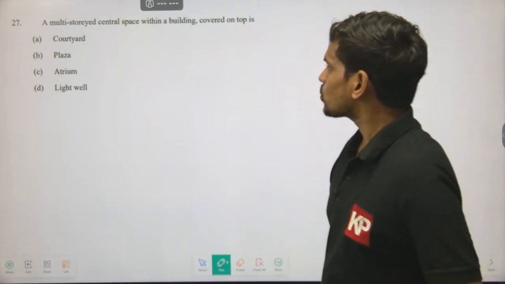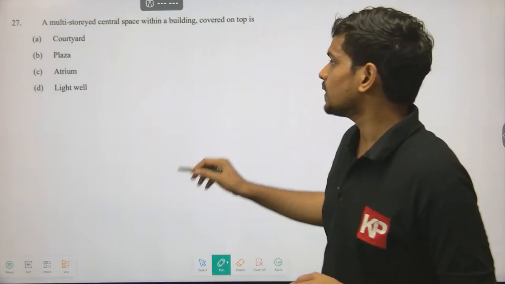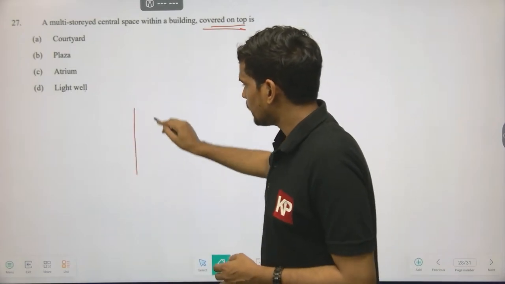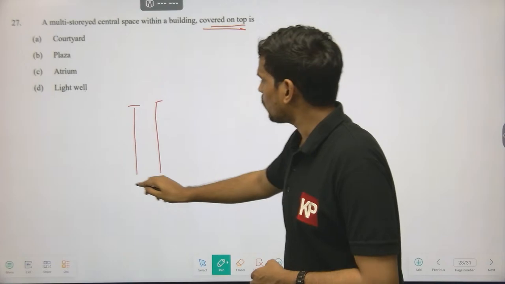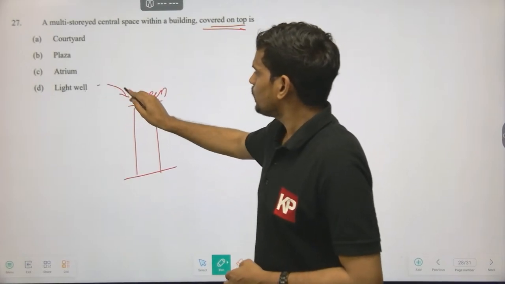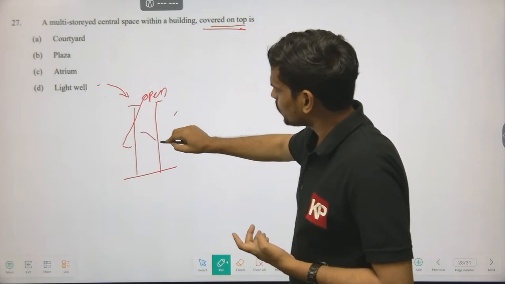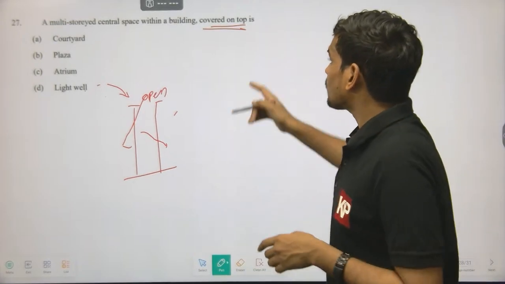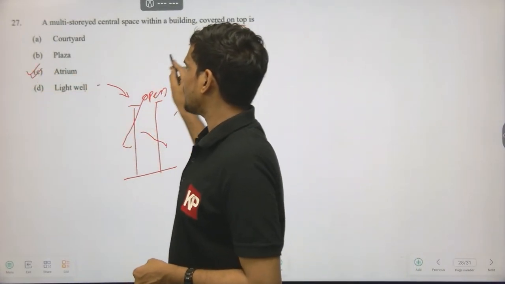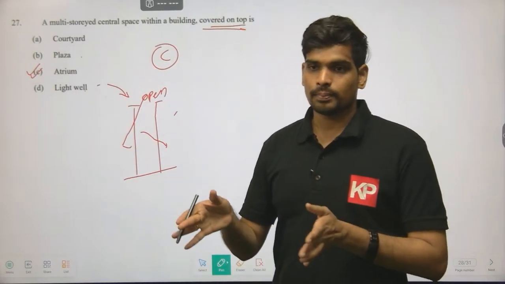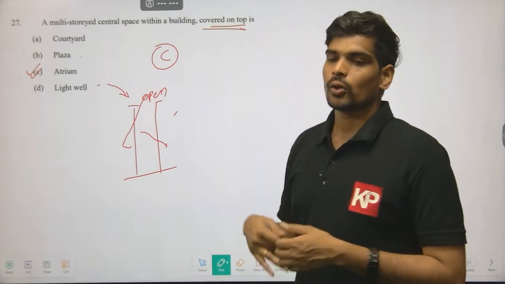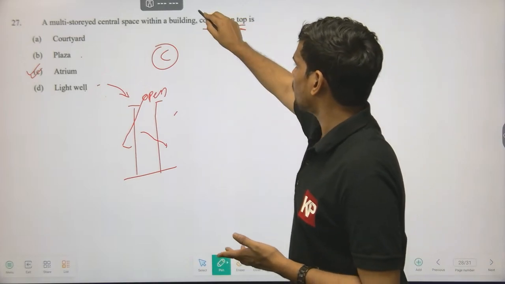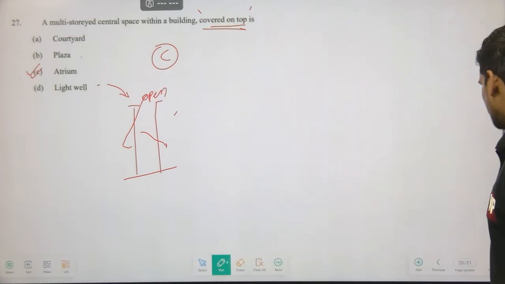So next one, a multi-storied central space within a building covered on the top. This is key. Covered on the top is important because Lightwell also is a multi-storied central open space, but Lightwell will not be covered. It will be open on the top. Lightwell will be open on the top because it should allow light to enter into the spaces due to reflections, right? Lightwell is a multi-storied open well, which is open on the top. They're talking covered on the top, so the answer will be atrium. Plaza is an open space, basically a public square is called a plaza. Courtyard, you know, it is a central space, not necessarily multi-storied. If you're having a multi-storied space which is covered on the top, that is atrium. So C is the answer for this question.